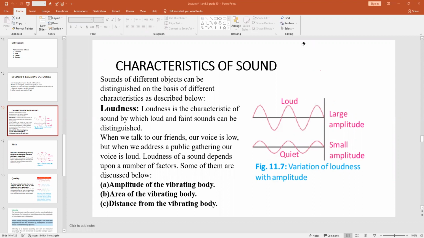Yes, girls, do you have any confusion in this? You can ask me now. Ma'am, I did not understand amplitude.